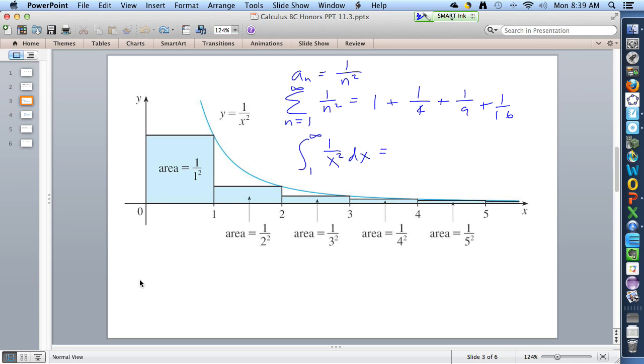So I have to integrate x to the negative 2. That's negative 1 over x, evaluated between 1 and some value b as b goes to infinity. So it's negative 1 over b plus 1. And as b gets huge, that first term goes to 0 and I'm left with 1. Okay. Are people okay with that?